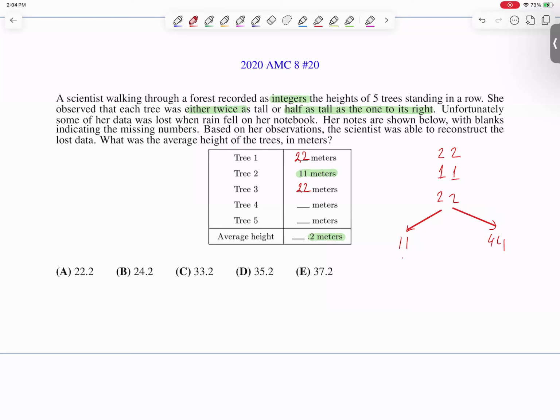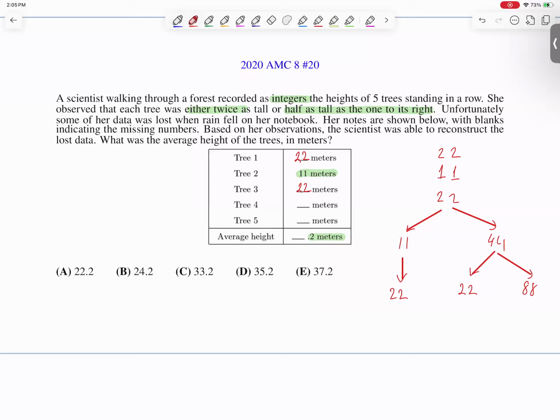If the fourth tree is 11 meters, then the fifth tree has to be 22 meters. If the fourth tree is 44 meters, then for the fifth tree we have two options, either half as tall, which is 22, or twice as tall, which is 88 meters. So we have three cases, and which one gives us 0.2 meters as the average?